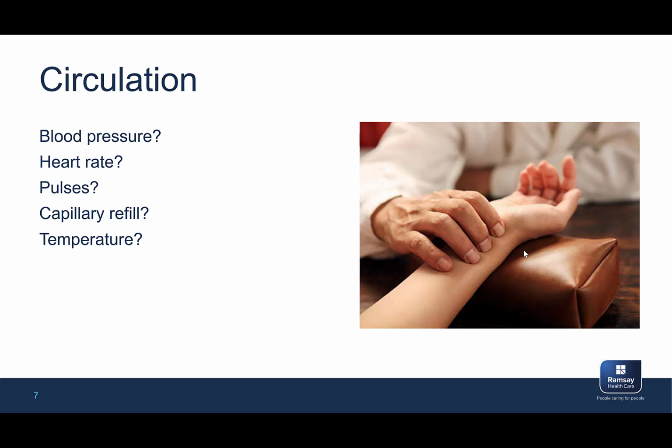Not just looking at the machine, but actually also feeling the pulses and observing and assessing the characteristics of the pulses. Looking at cap refill, a normal one, of course, is less than 2 seconds, and also feeling the patient's temperature. Again, not only just by machine, but how does the patient actually feel?